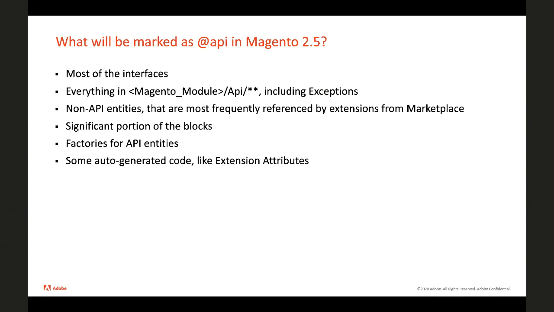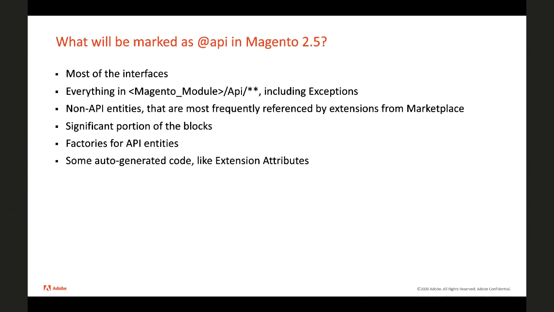Then there is some gap in the API directory of modules. We are going to make sure that everything in the API directory of every module is marked as API, including exceptions. The reason is obvious. API code like service contracts cannot depend on non-API code. If we declare that a specific service contract throws an exception, this exception must be marked as API as well. And we have some cases where it wasn't marked as API.